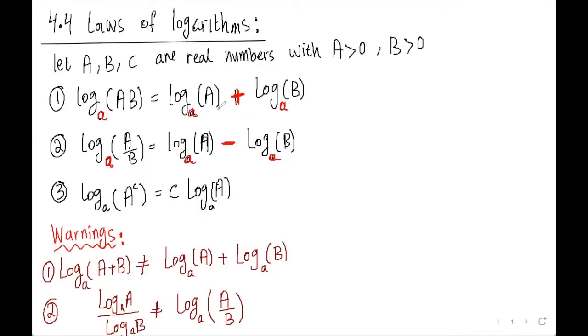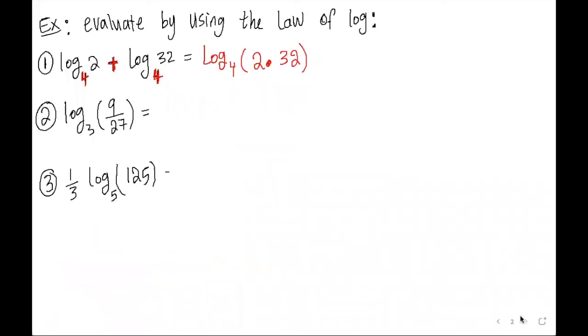Go back again. Look, logarithm of a to the base a plus logarithm of b to the base a is equal to logarithm of these things times these things to the same base. 4 is 4, 2 times 32. What is that equal? What is inside here? 2 times 32 is 64. And what is the logarithm of 64 to the base 4?